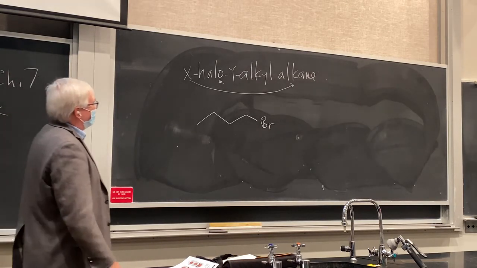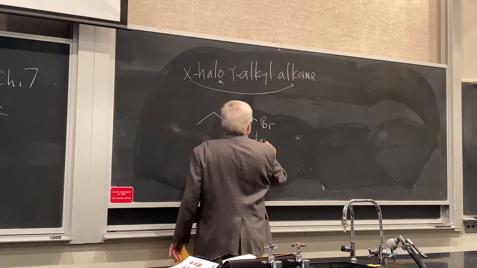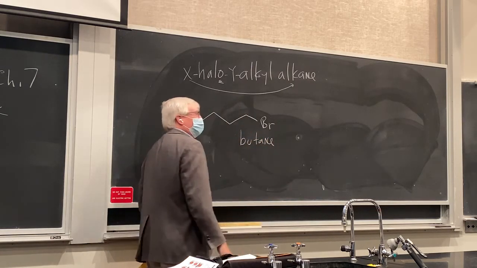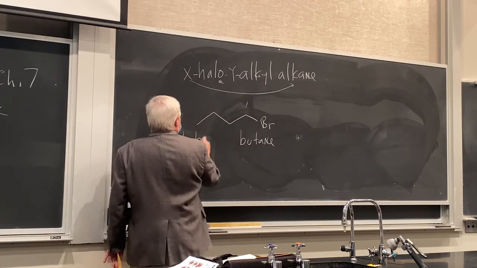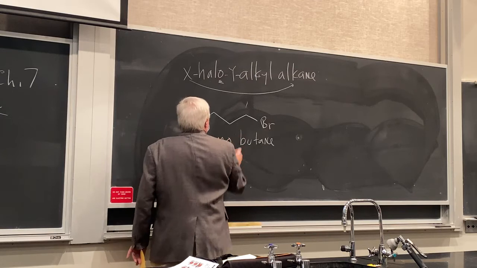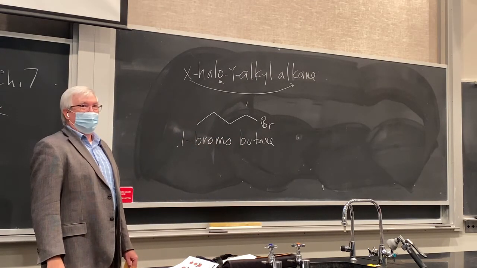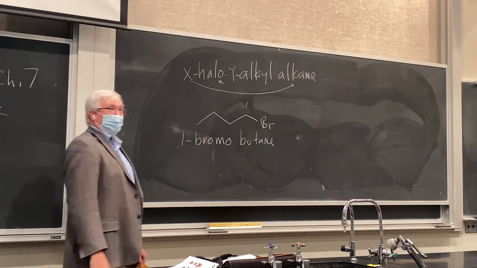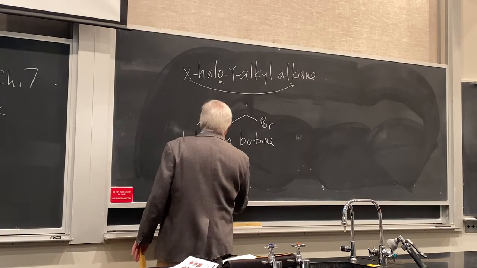Okay. So what's our parent here? Butane. Very good. And at what position do we have what? At the one position we have what? Bromo. Now, do we need that one? Yeah, because is there a 2-bromo? Yes, there is. And is that a different compound? It sure is. Okay. That would be 2-bromo.